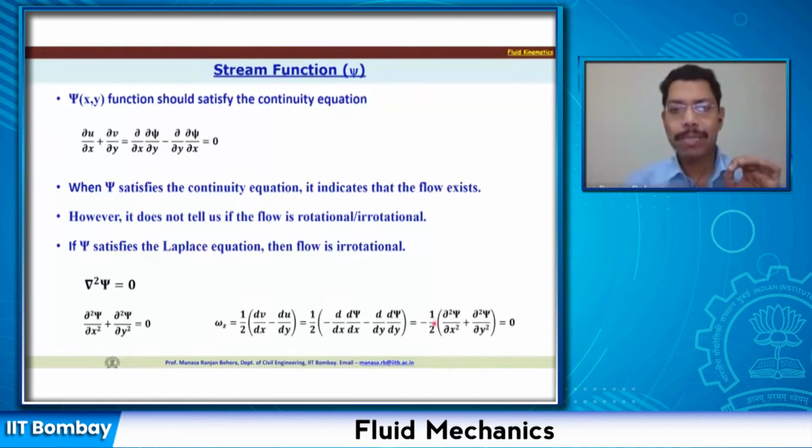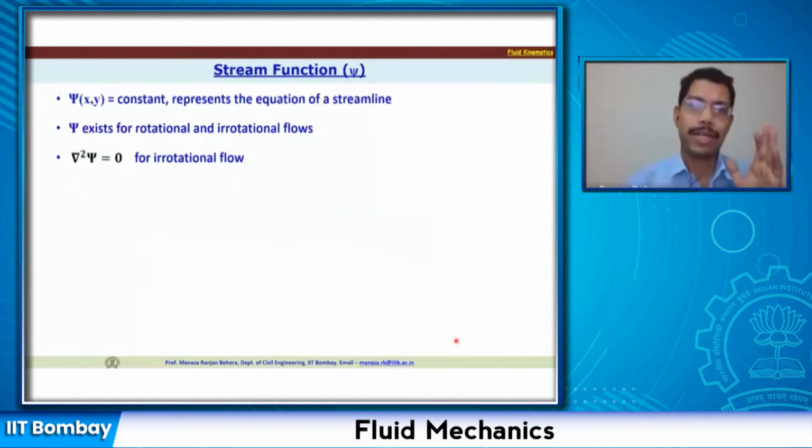And this minus 1 by 2 is constant, it can be taken out. So finally, I have the expression dou square psi by dou x square plus dou square psi by dou y square. So that is nothing but my Laplace equation, and that should be equals to 0. So if you satisfy the Laplace equation using psi function, that indicates that you are satisfying the irrotationality condition. Okay. So there are certain properties of this psi function. Let us look at that.